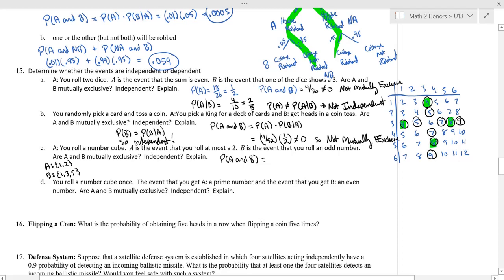So what's the probability you get in both cases? Well, that would be if you roll a 1. What's the probability of rolling a 1? So 1 out of 6. That's not equal to 0, so not mutually exclusive.